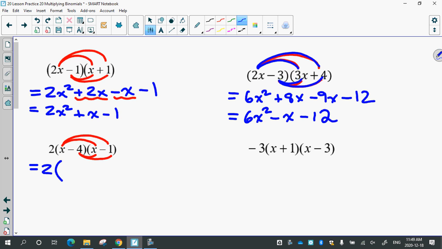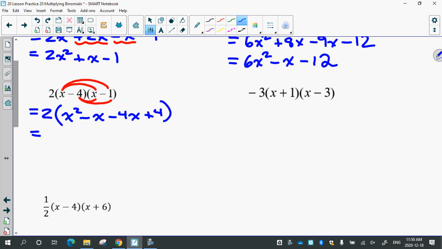So x times x is x squared. X times negative 1 is negative 1x, or just negative x. Negative 4 times x is negative 4x. And negative 4 times negative 1 is positive 4. And then simplify inside the brackets if you can. And you can, because you have like terms. Careful, minus 1 minus 4 is minus 5x.